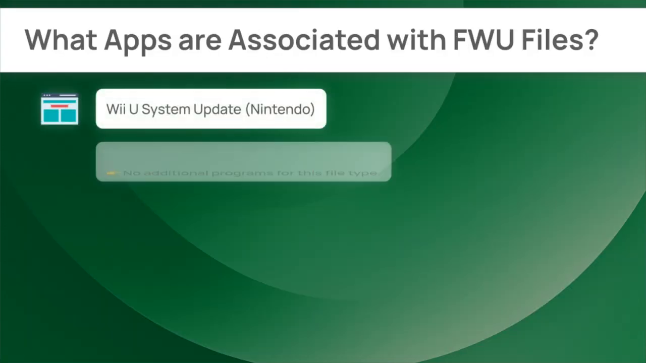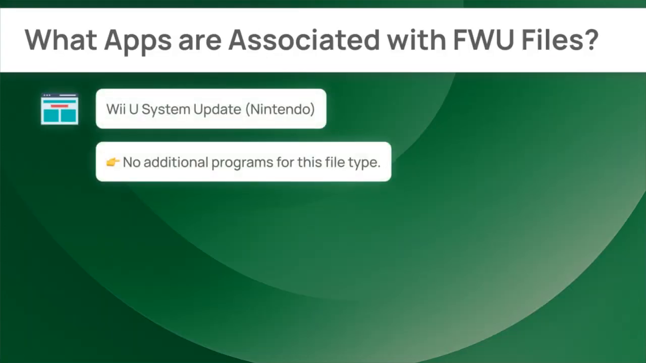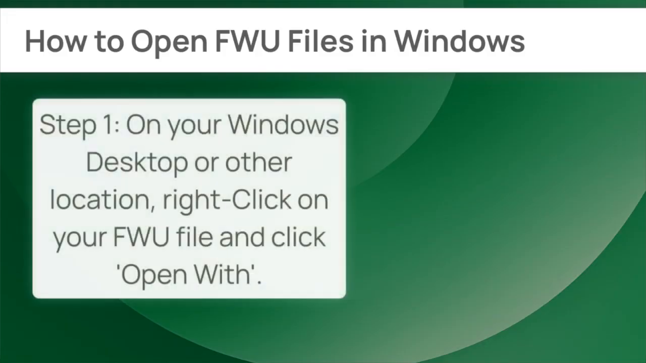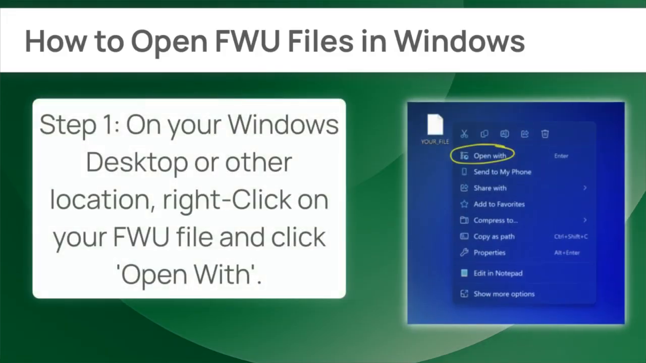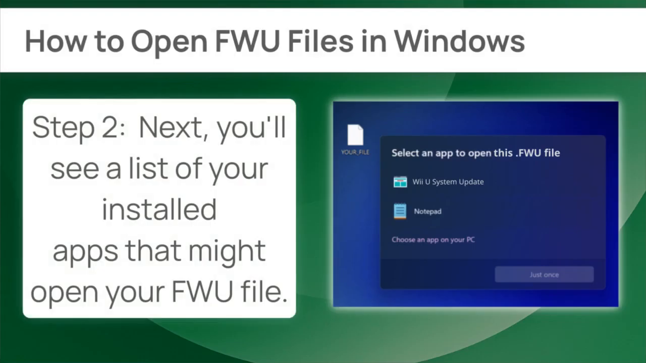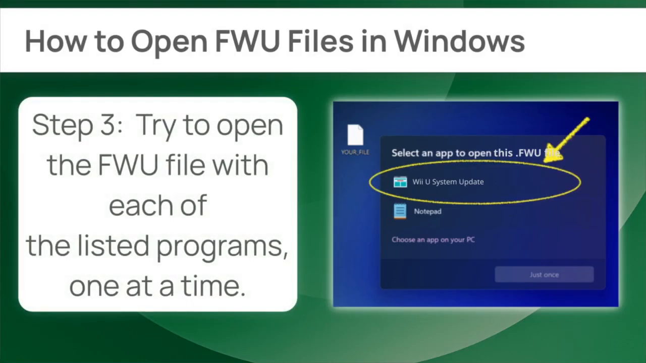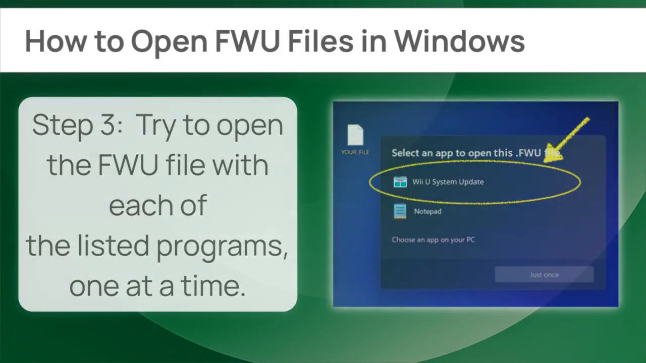For the FWU file type, Wii U System Update from Nintendo is a trusted and reliable source. To ensure the integrity of the system files, a dedicated utility should be used instead of Windows default. Windows cannot inspect firmware images, so compatibility tools are required to apply them. Begin the search for the specific application handler. Right-click the FWU file and choose Open With. Use Wii U System Update first. If it's absent, select another program. This test sequence is essential.